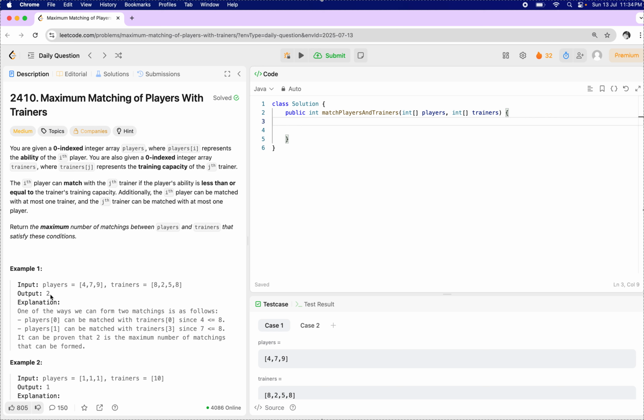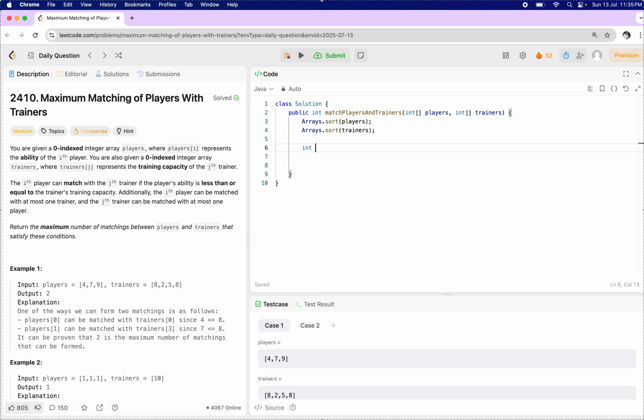So how are we going to solve this? Since we have to match, why don't we sort the players by their capacity? If we sort the players by capacity, then the minimum value will be at the front, and the capacities will be gradually increasing. Then we can match it with the trainer's capacity, but we need to sort the trainer's capacity as well. If you sort the trainer's capacity, it will be like this. So these two arrays have been sorted.